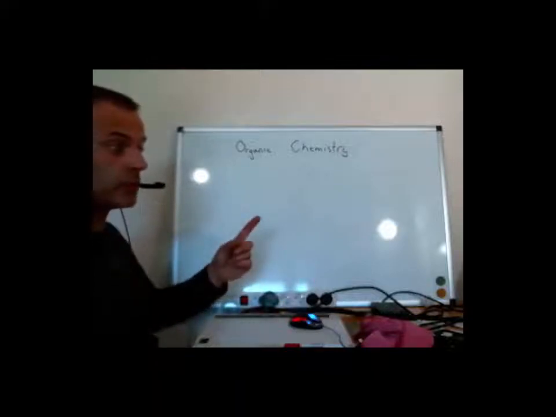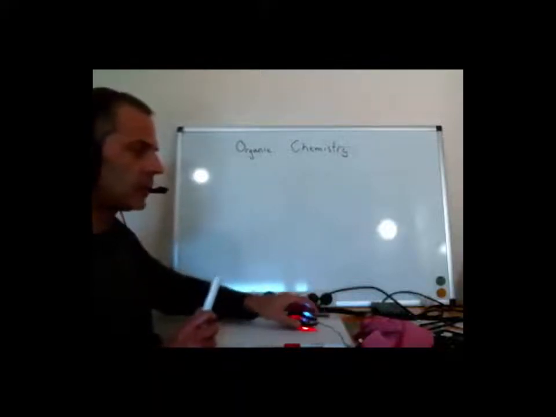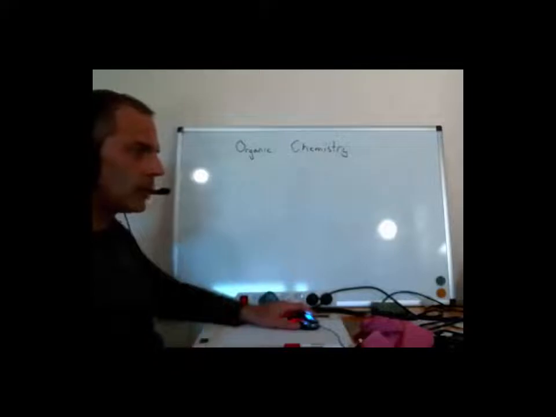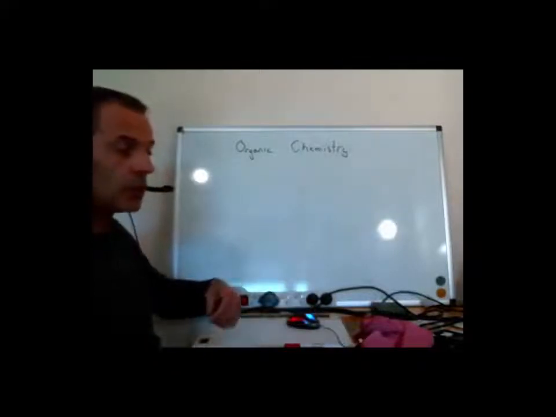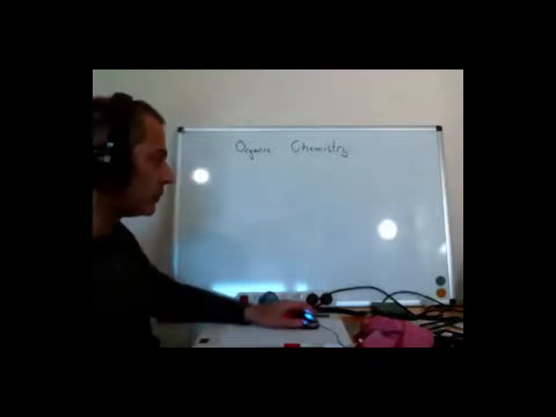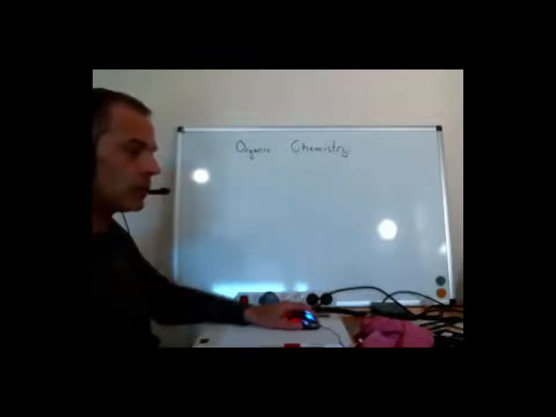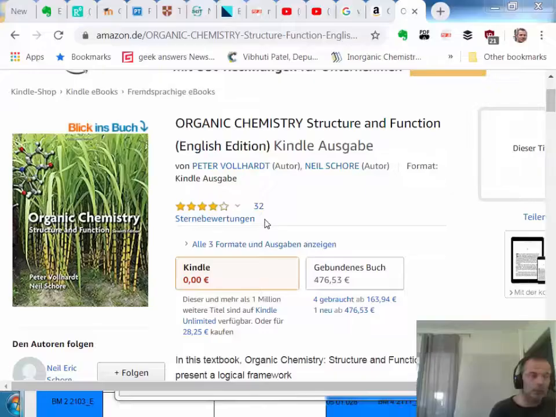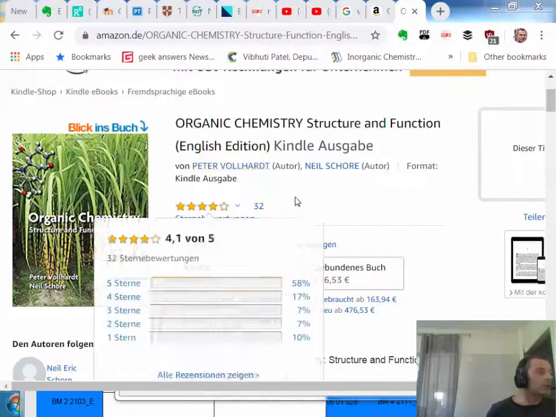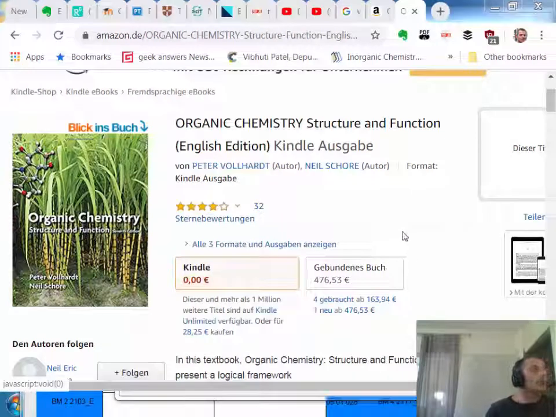Organic chemistry, first lecture in this series. We advise you to go onto the internet and get a copy of Volhart's book. Here it is on Amazon: Organic Chemistry, Structure and Function by Peter Volhart. You can find it relatively easily with a search, and you can see this version, the more current version, 2014.